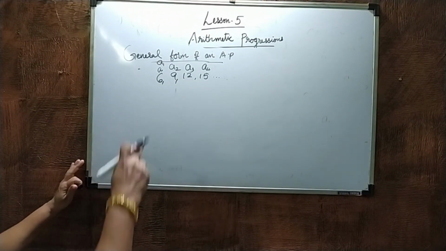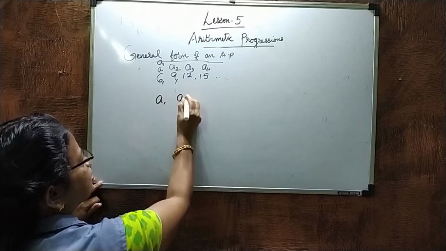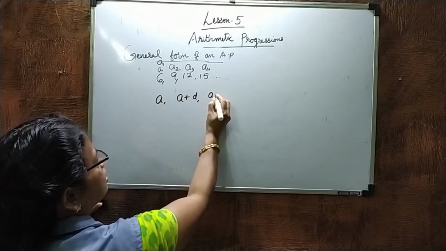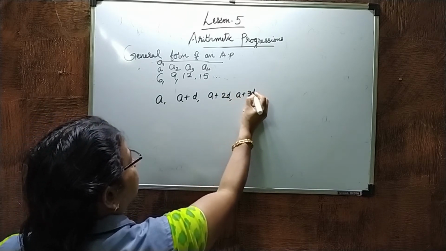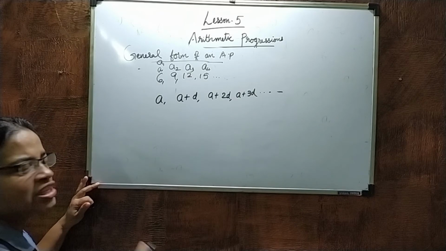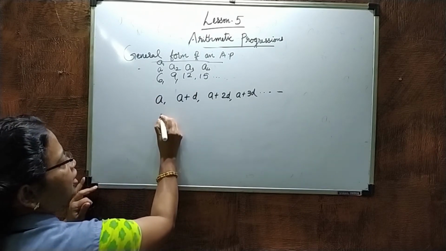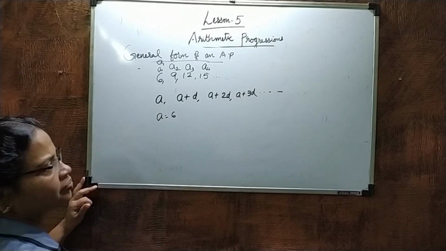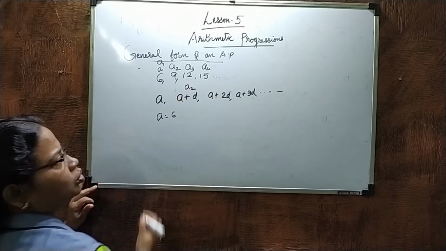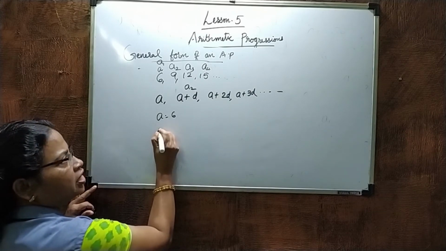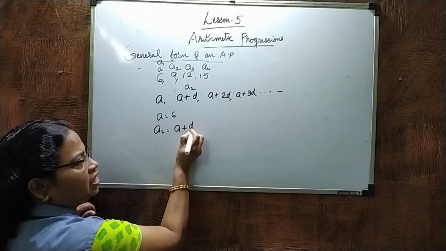Okay, now we will start with the general form of an AP. It is A, A plus D, A plus 2D, A plus 3D, etc. What is the meaning of this one? We will take this example first. First number A is equal to 6. Second number, how will you find out the second number? This is A2. It is A2 is equal to A plus D.